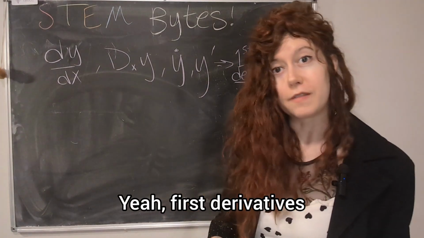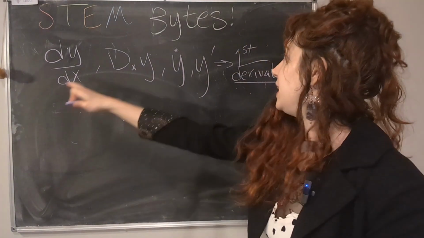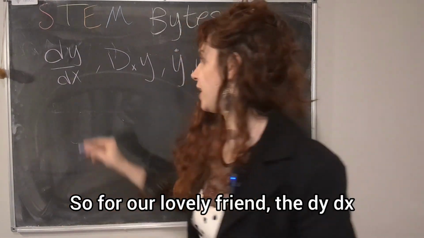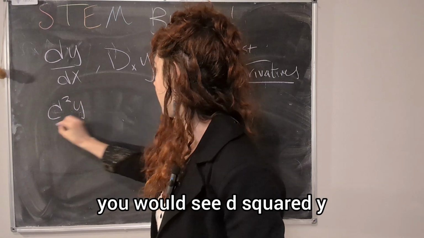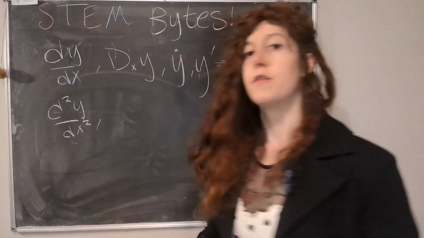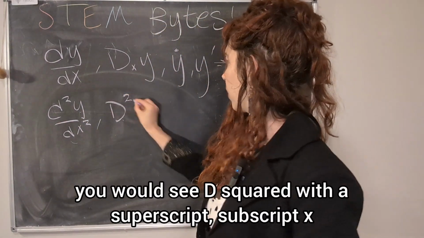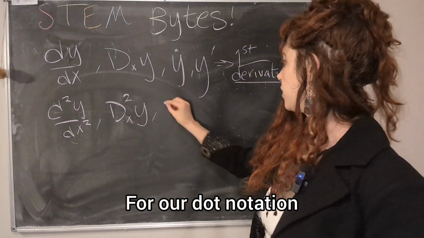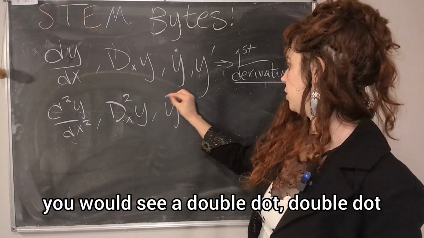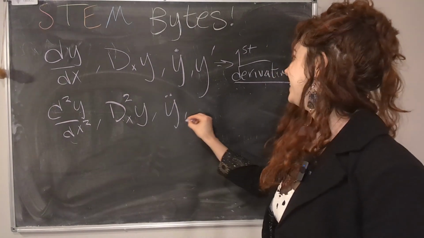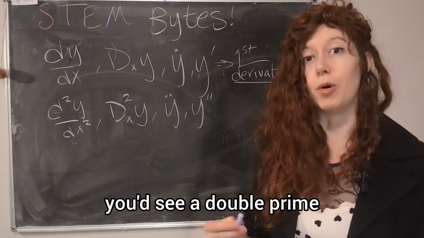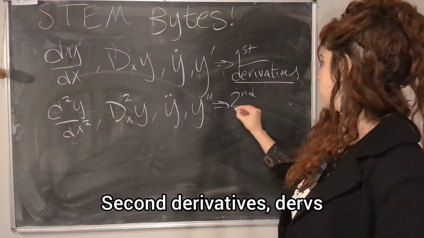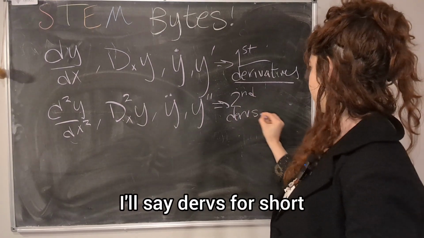For second derivatives, each of these has its own subsequent notation. So for our lovely friend dy dx, you would see d squared y, dx squared. For our capital buddy, you would see D squared with a subscript x, acting on y. For our dot notation, you would see a double dot. See, look, it's like a smiley face. And for prime notation, you'd see a double prime. And these are for second derivatives. Dervs. We'll say dervs for short.